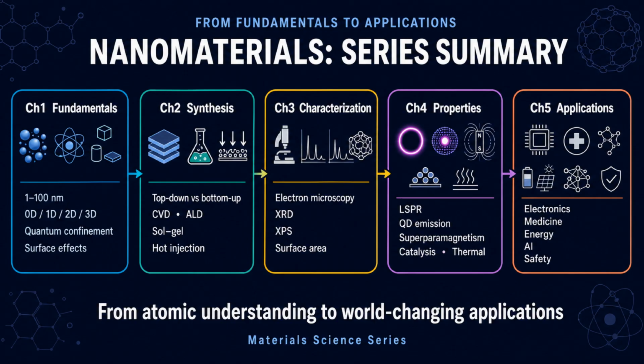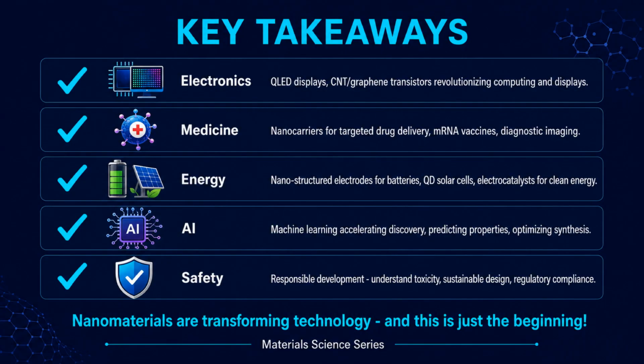In Chapter 4, we understood size-dependent properties: LSPR in metal nanoparticles, quantum-confined emission in quantum dots, superparamagnetism in magnetic nanoparticles, and enhanced catalytic activity from high surface area. Now in Chapter 5, we've seen these properties applied in electronics, medicine, and energy, and we've considered how AI is accelerating discovery while maintaining safety and sustainability. As we conclude this series, here are the key messages to take away.